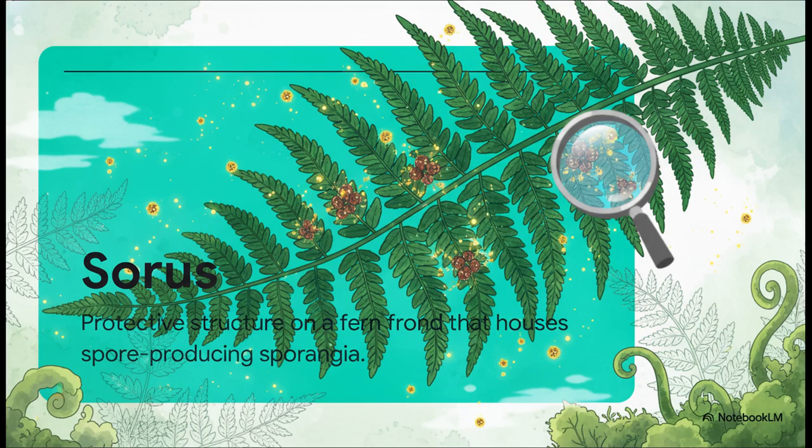It is fascinating. You'll see these tiny brown spots. Those are the sorus, or sori, if we're talking plural. The sorus is this vital protective structure that houses a whole group of sporangia. And just like we saw in the mosses, these sporangia produce spores to drive the plant's reproductive cycle. Definitely file that term away. It is a classic for multiple choice questions.